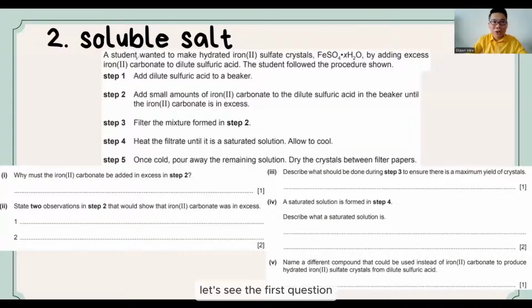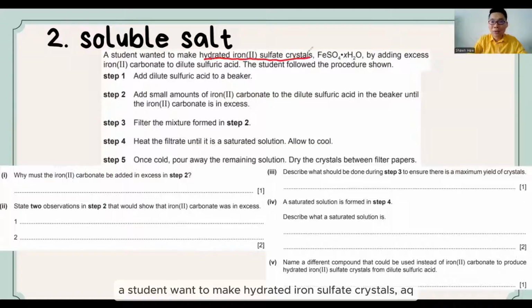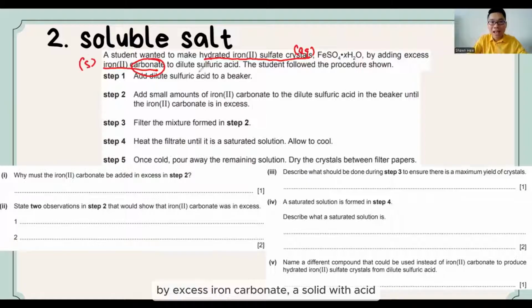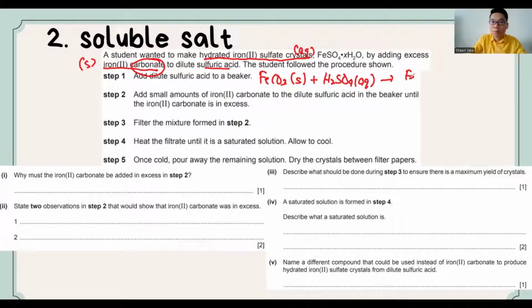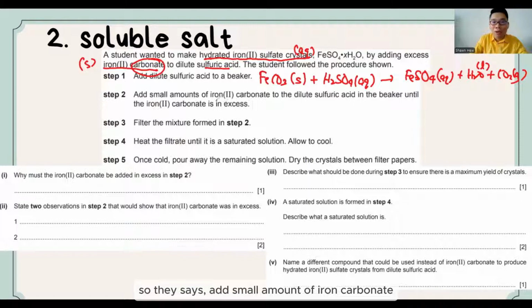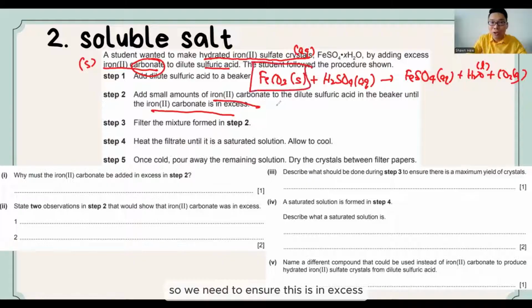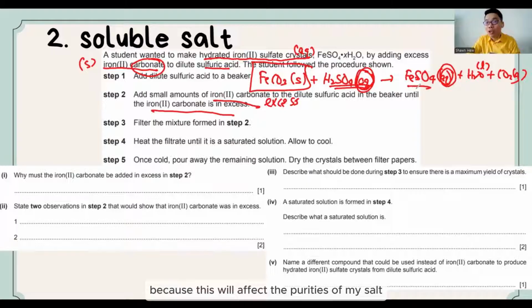Let's see the first question. A student wants to make hydrated iron sulfate crystals, AQ, by reacting excess iron carbonate, a solid, with acid. So obviously this is to prepare a soluble salt. So they say add a small amount of iron carbonate to the dilute sulfuric acid in a beaker until it is in excess. So we need to ensure this is in excess, because we want to ensure that the acid is used up, because we can't allow the aqueous acid to remain, as this will affect the purity of my salt. So we need to ensure this is used up.